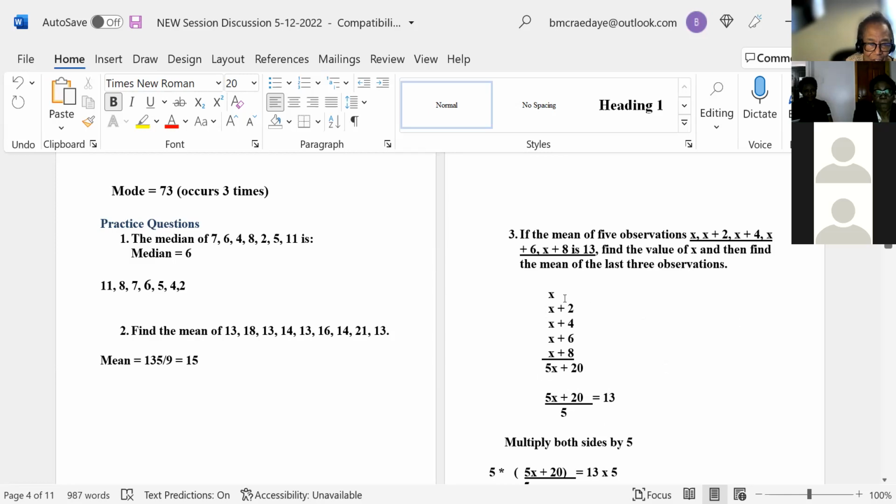Right? If this had been just numbers, say like 2, 4, 6, 8, I would just add up 2, 4, 6, 8 and divide by 5. But each observation had a variable in it. So I had to add up the variables and the numbers, divide that total by 5 and set it equal to the mean.